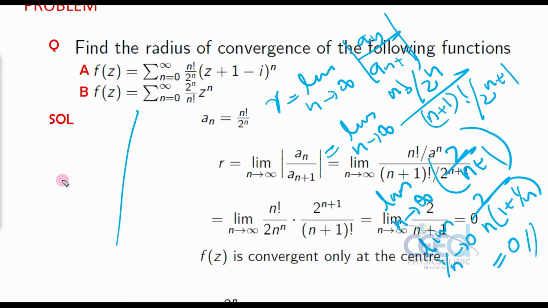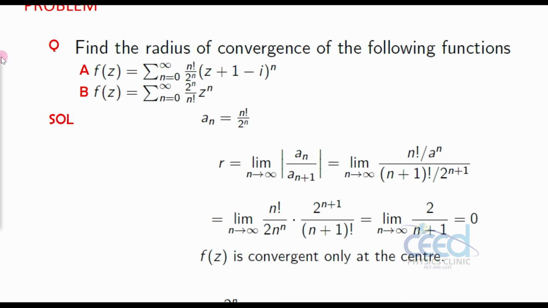So if you draw a circle with center as origin, it is convergent only at the center. At z equal to 0 only this function is valid. So at all other points it is divergent, it is not convergent.